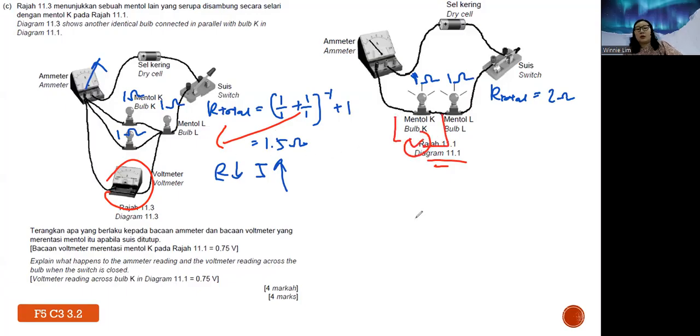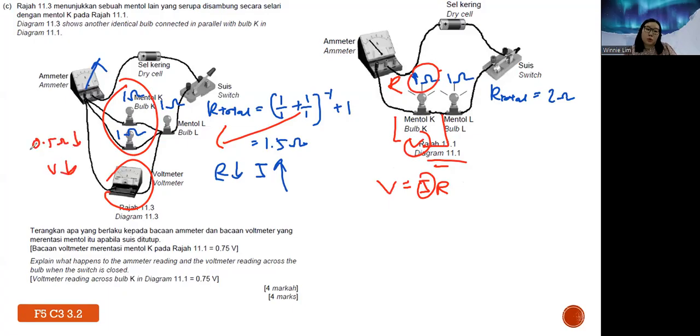Okay, then the idea behind is V equals IR. When I is constant, we will see the relationship between the voltmeter reading and the resistance. They're supposed to be directly proportional. So when they are across one bulb, the resistance is 1. But then they are in parallel, so the resistance becomes 0.5. So they're lower already. The voltage also will be lower. So the voltmeter reading is actually lesser than before.